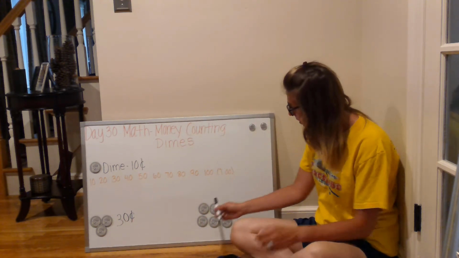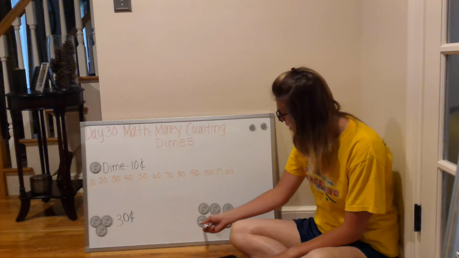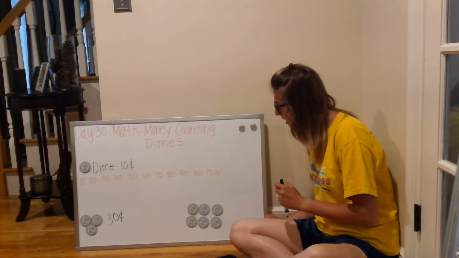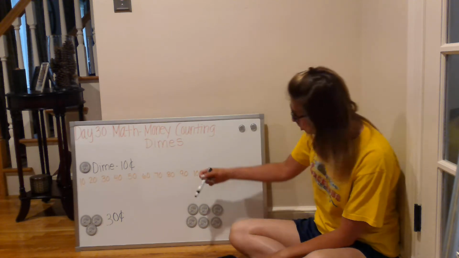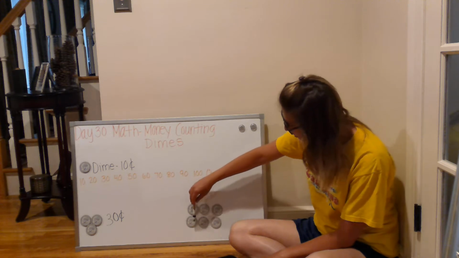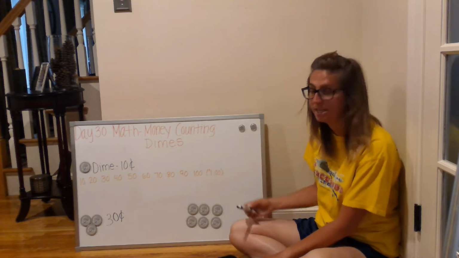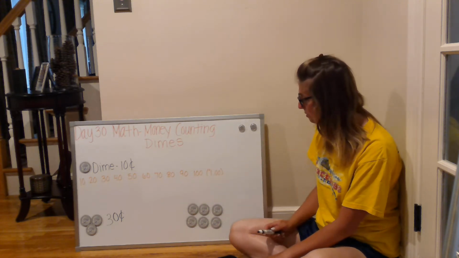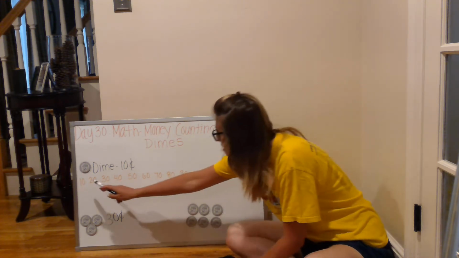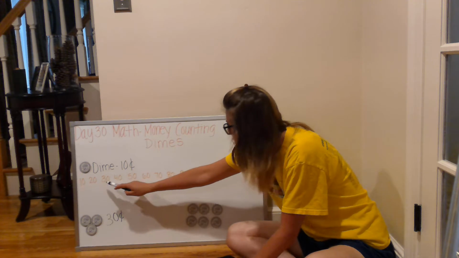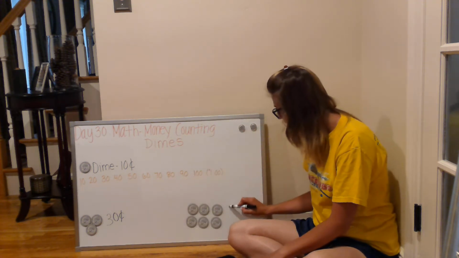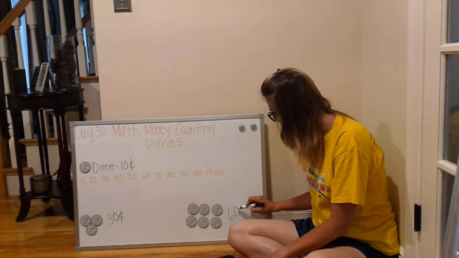My second group, I have 1, 2, 3, 4, 5, 6. I have 6 dimes. So if I count by 10, 10, 20, 30, 40, 50, 60. 60 cents is my total. If I use my number line, I count 6 spots. 1, 2, 3, 4, 5, 6. 60. So my total amount in this group is 60 cents.